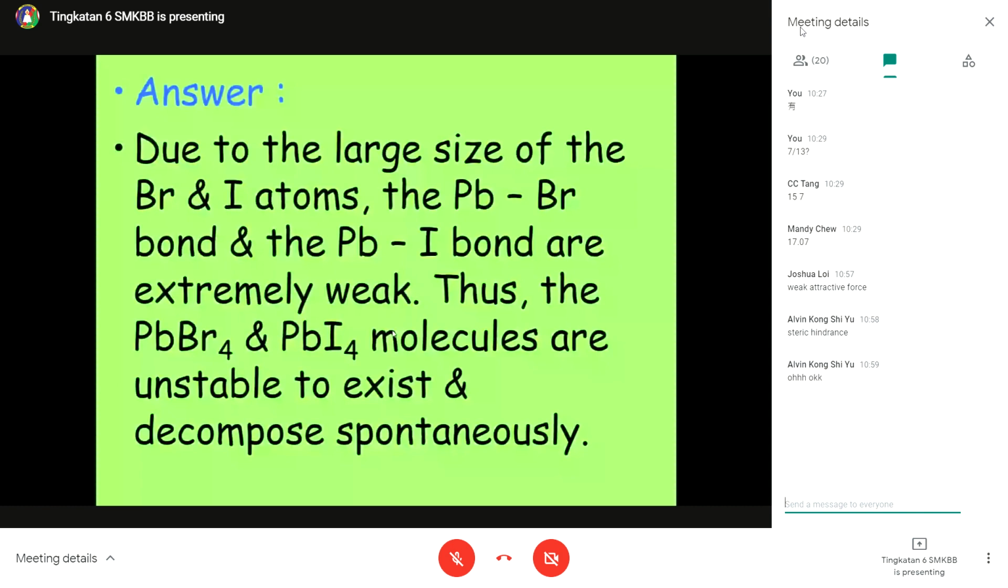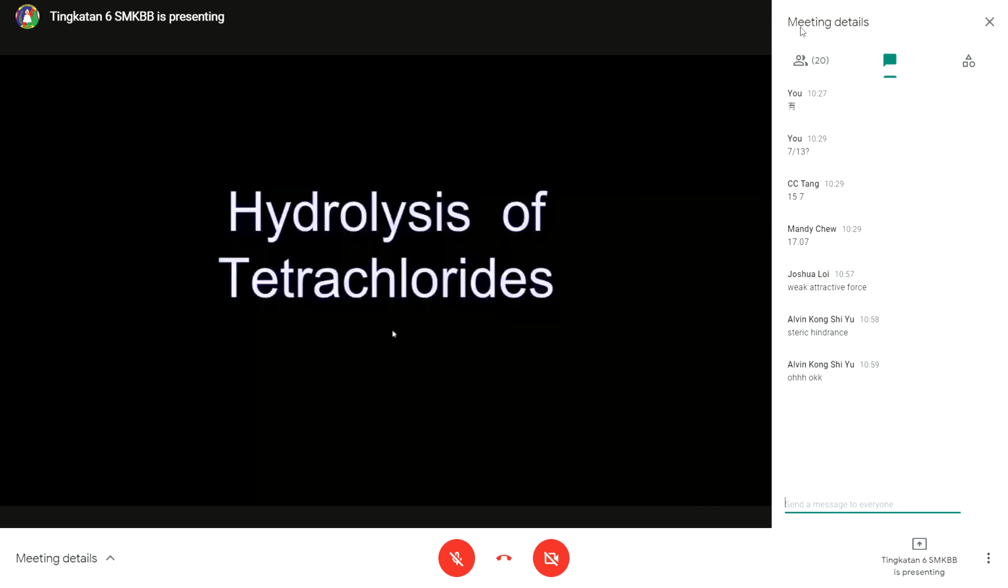Okay, so thermal stability settled. Now the boiling point settled. But of course, boiling point is a physical property. Thermal stability is a chemical property. So this is also a chemical property: hydrolysis. I mean, can they react with water?